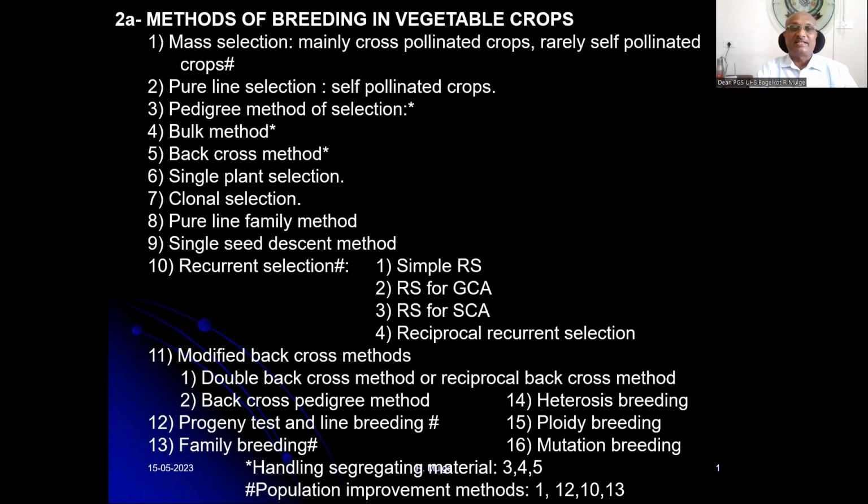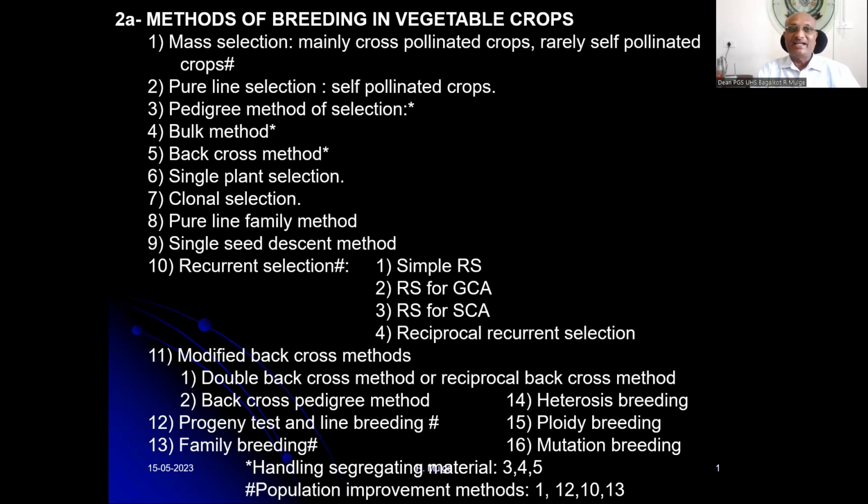Pedigree method of selection. The pedigree method is one of the methods used for handling segregating material. That means you cross two parents and get the F1, and then self the F1 to get the F2. From F2 onwards, you keep on selfing, and all the plants are segregating, right? They are separating out as per Mendel's law of segregation. The hybrid, if you self it, will start segregating.